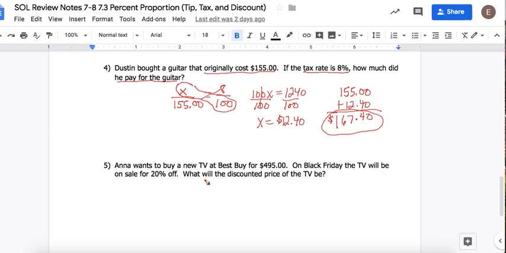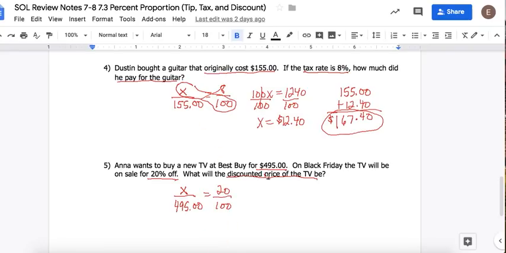Okay, let's look at number 5. Anna wants to buy a new TV at Best Buy for $495. On Black Friday, the TV will be on sale for 20% off. What will the discounted price be? Okay, so in order to find the discounted price, I need to find the discount first. And then I'm going to have to subtract the discount to get the discounted price of the TV. So since I want to know the discount first, I'm going to be looking for the part. So part over whole, which is the cost of the TV, equals percent, which is 20 over 100.